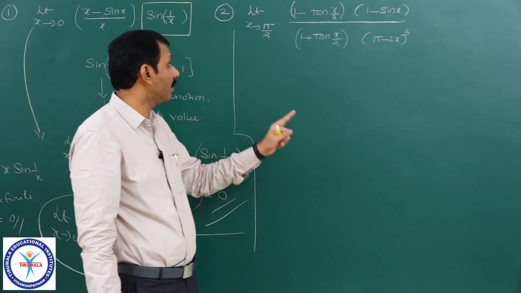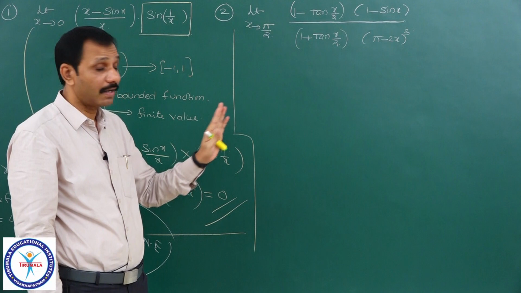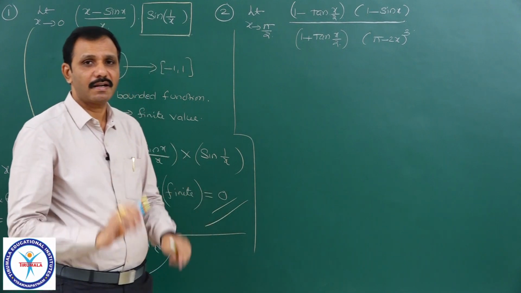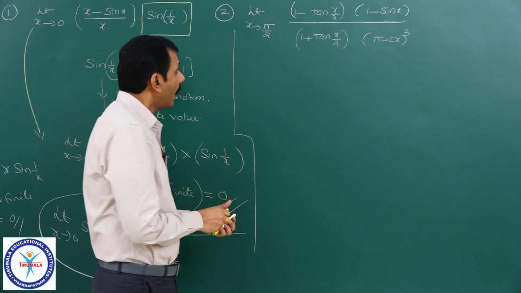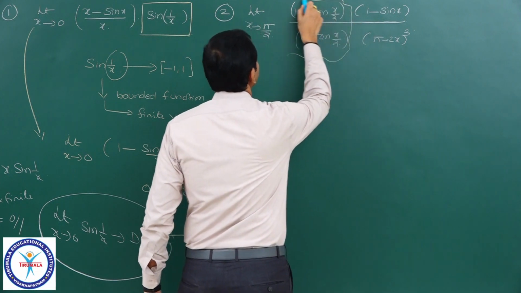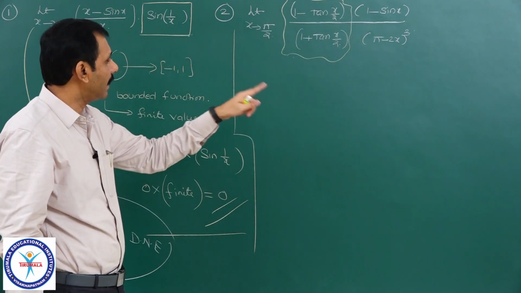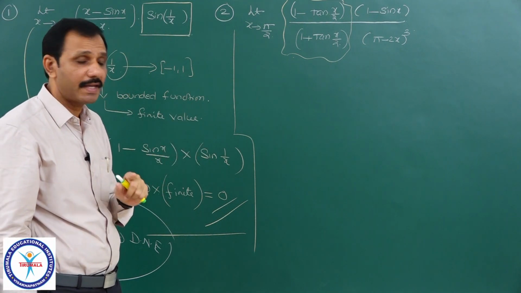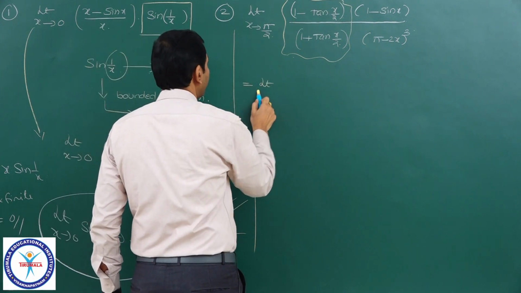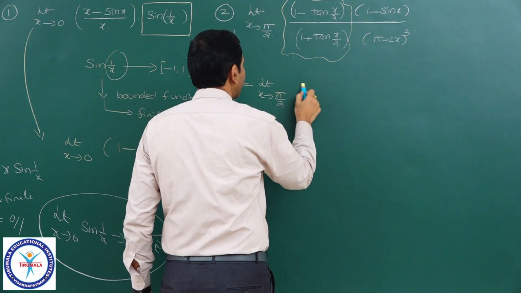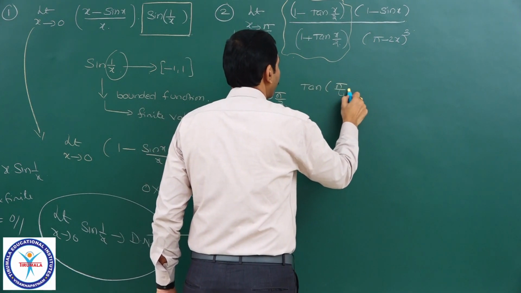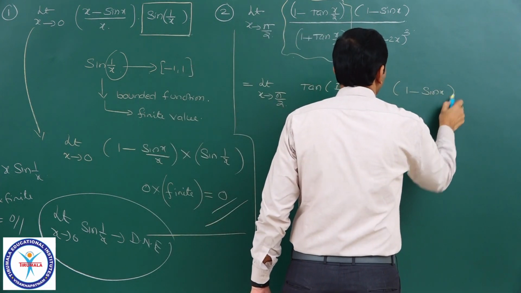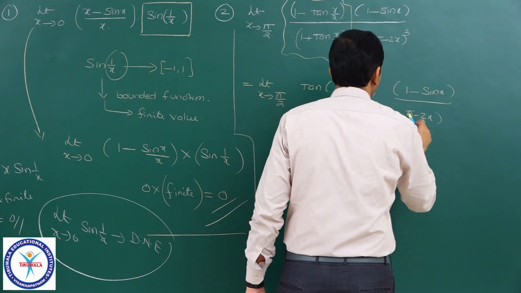So, whenever it is of the form 0 by 0, don't try to apply L'Hospital rule first. First do the possible simplifications, you may get the direct answer also. See here, observe this term: 1 minus tan A by 1 plus tan A is tan of pi by 4 minus A. Therefore, the limit as x tends to pi by 2, I will write it as tan of pi by 4 minus x by 2 first, and this one as it is, 1 minus sin x, by denominator pi minus 2x whole cube. Right.